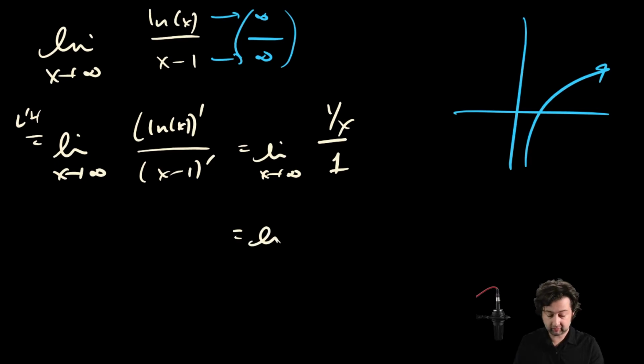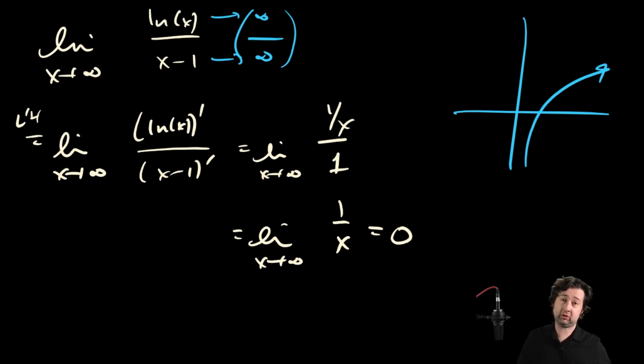And now I've got the limit as x goes to infinity of 1 over x. And that limit is 0. 1 over something huge is going to something really small, and so this limit is 0. So there are 2 limits I've computed about a function that I could not do without L'Hopital's rule.